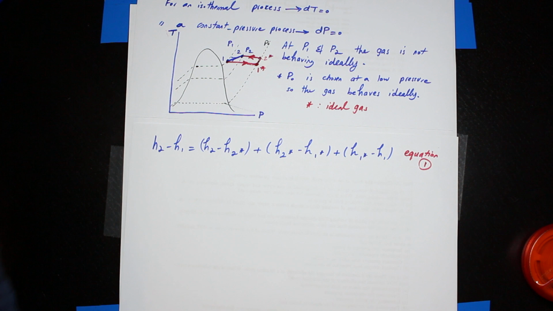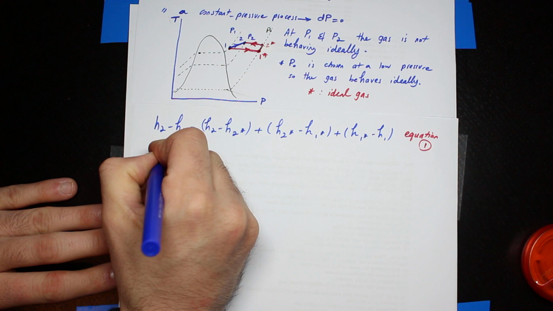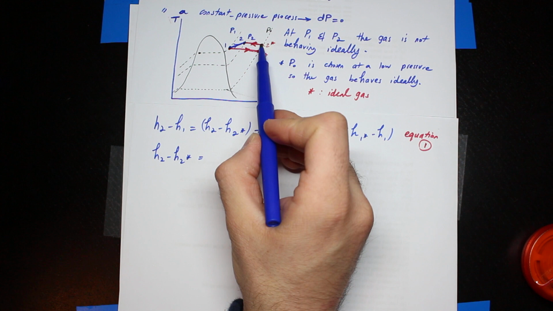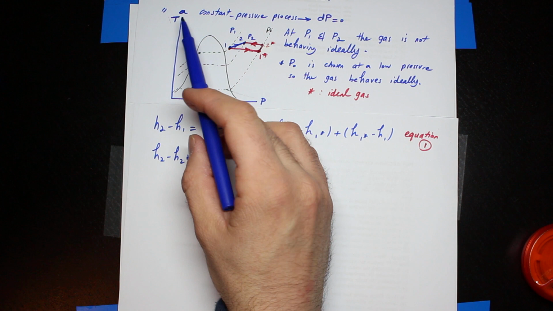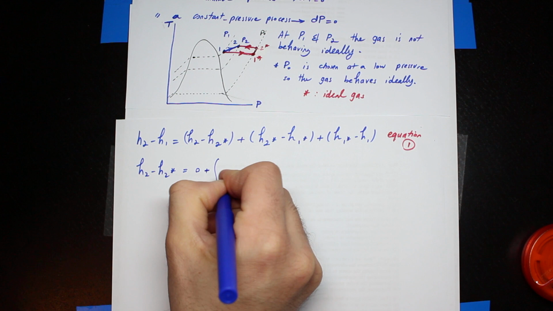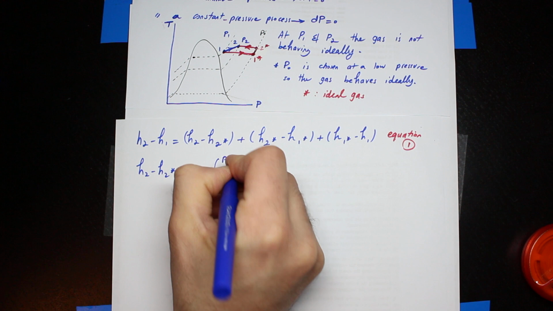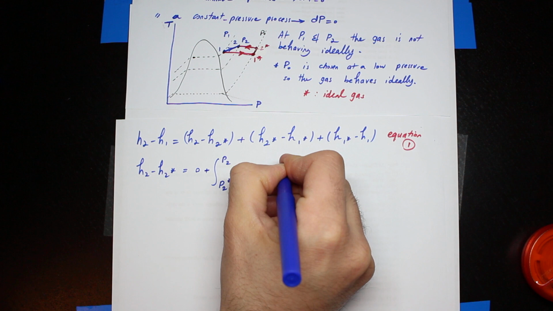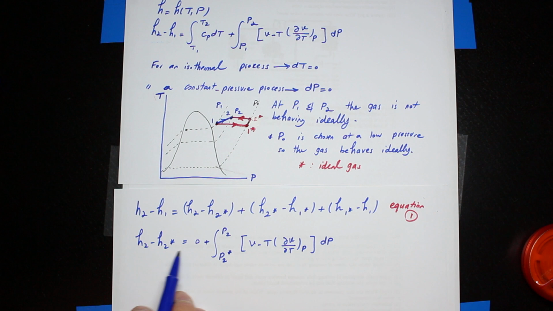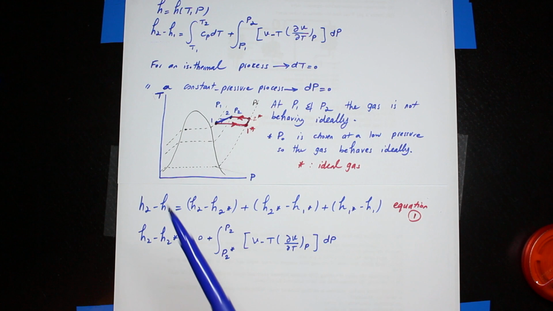Okay, so I can write H2 minus H2 star in a simple way. Going from 2 star to 2 gives me dT equal to 0, because temperature is the vertical axis. So my H2 minus H2 star is 0 plus the integral from P0 to P2 of V minus T times partial V partial T at constant pressure, dP. In case you are wondering where this equation is coming from, it is coming from here. Now here dT is 0, and then I still have the second term.